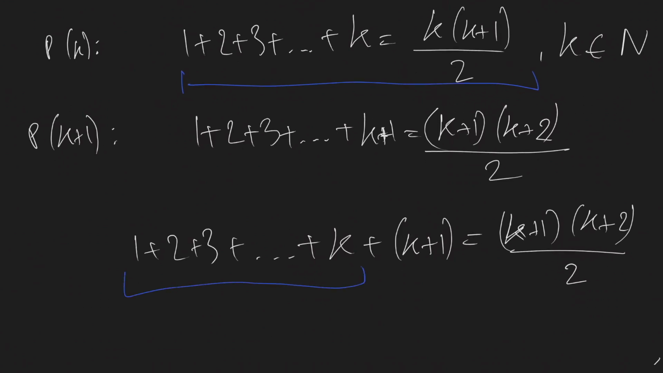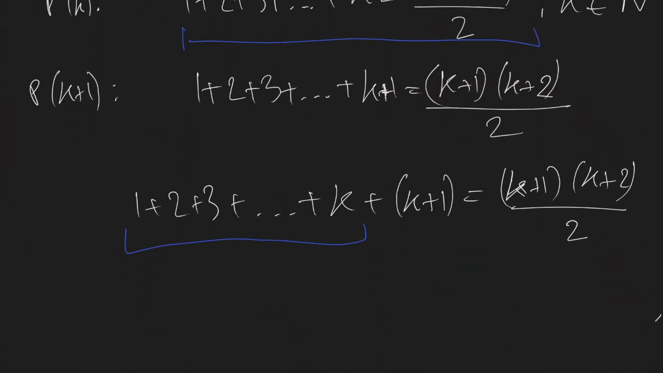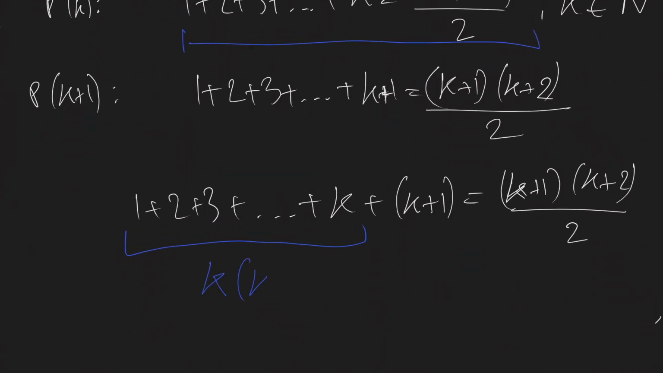Because 1 plus 2 plus 3 plus k is the same as this part of the statement. So instead of 1 plus 2 plus 3 plus k, I can just write k times k plus 1 over 2. So instead of this entire chunk of math, I can write k times k plus 1 over 2 plus k plus 1.